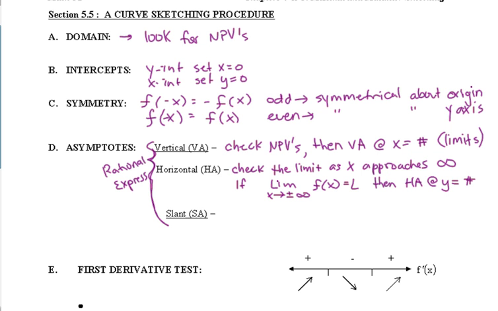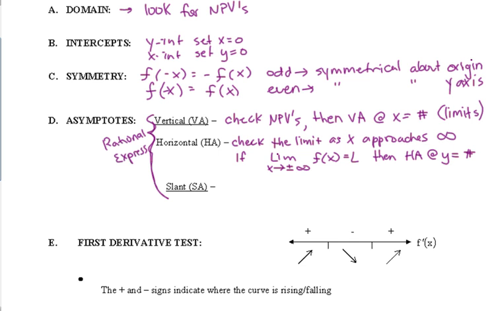Okay, slant asymptotes, which we're going to study tomorrow, also happen when we have a rational expression, but specifically when the top degree is greater than the bottom by one. This little degree symbol. Is that okay? Top degree is greater than the bottom degree by one. And the reason why is when we use long division, it works out to be y equals mx plus b, basically. And so we'll do that tomorrow. Then we'll have a slant asymptote.